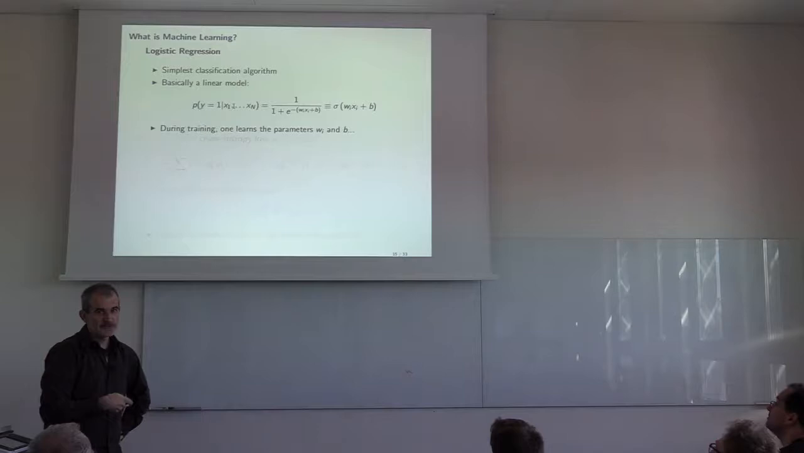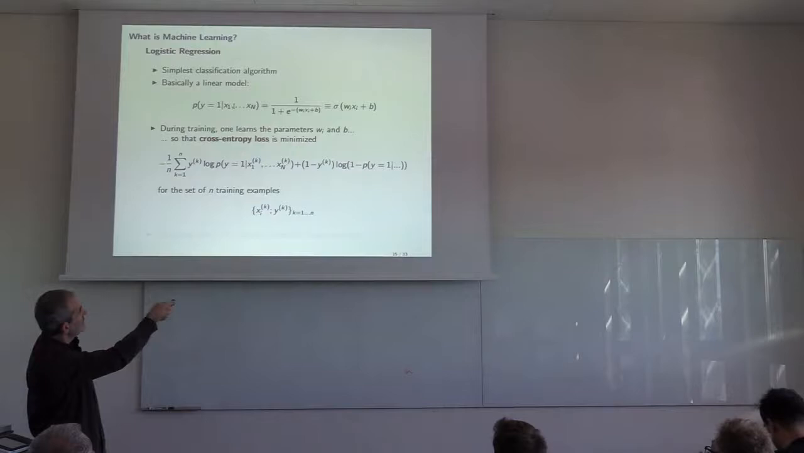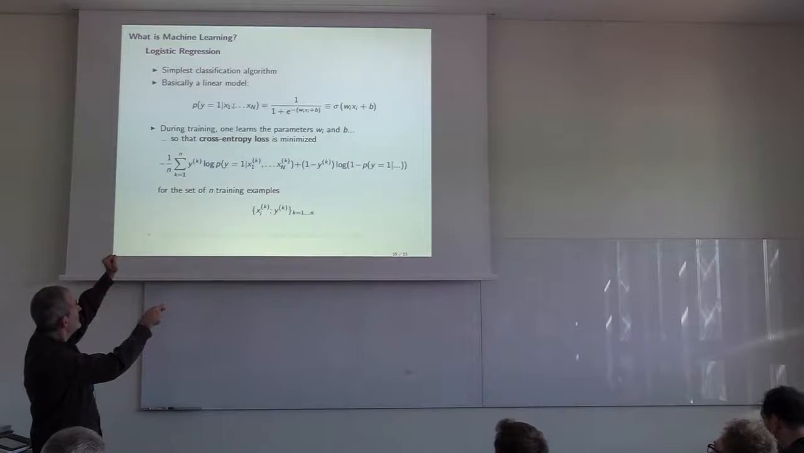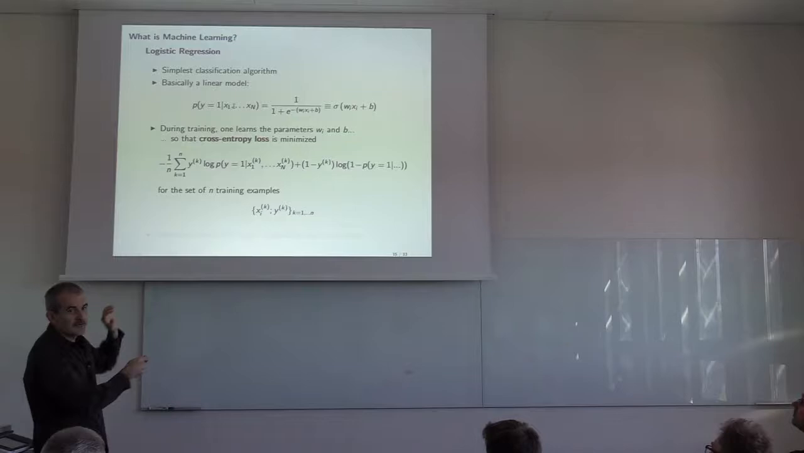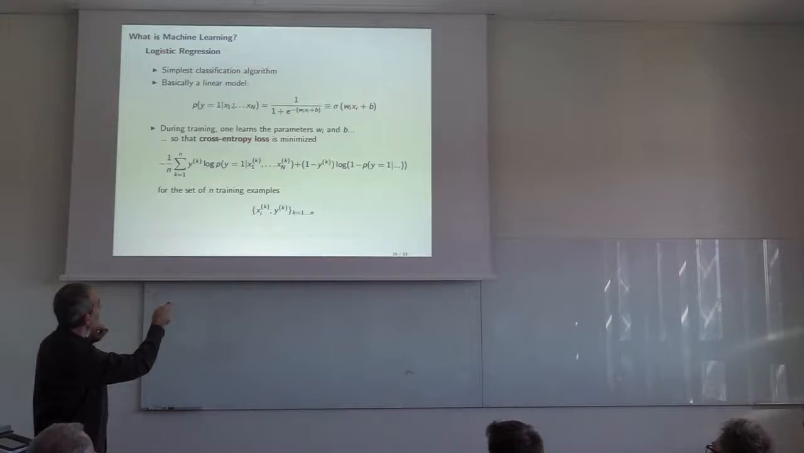It learns those parameters in such a way that something called cross-entropy loss is minimized. This is the formula which is minimized, and from minimizing it and showing data, we extract those W_i and B. To show how this works, suppose that for one example the label is 1. Then the second term vanishes, and what remains is the logarithm of the probability. If the algorithm is good and estimates the probability as 1, then this loss vanishes and we are perfect. If it makes a mistake and says the probability is 0, then the loss will be infinite.